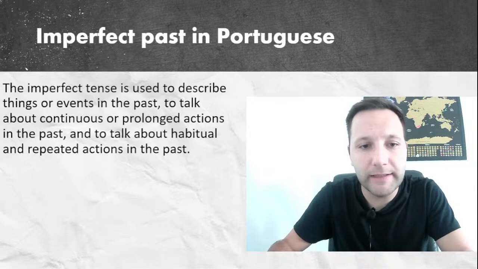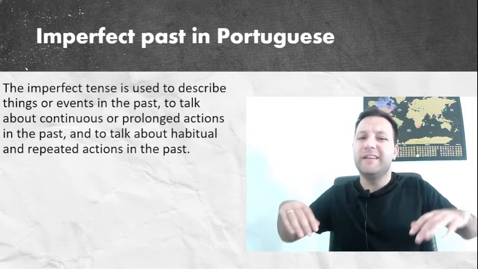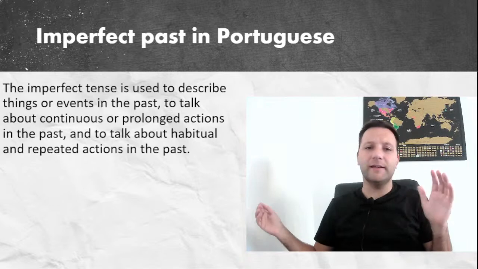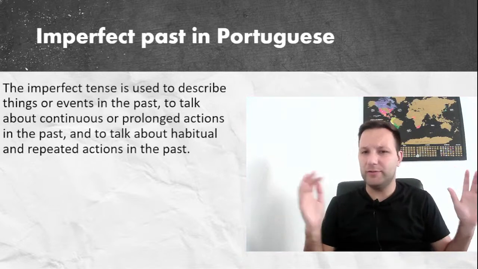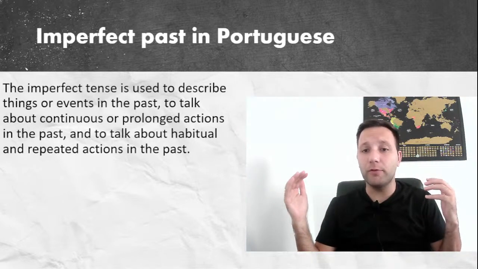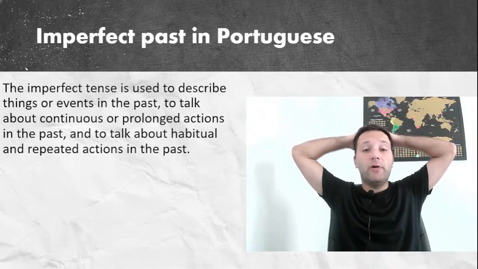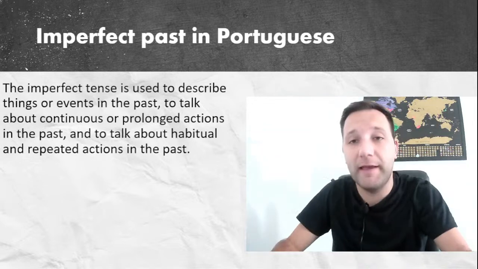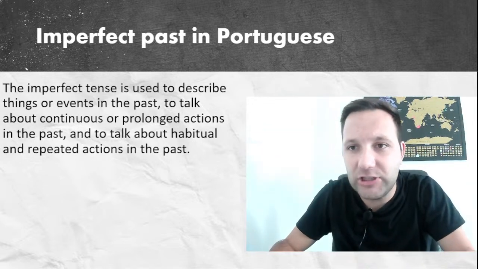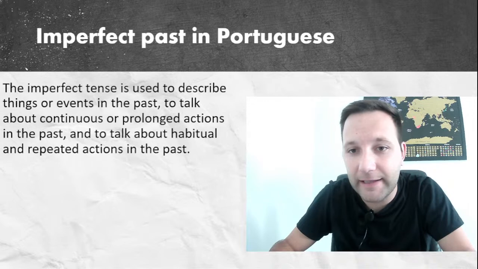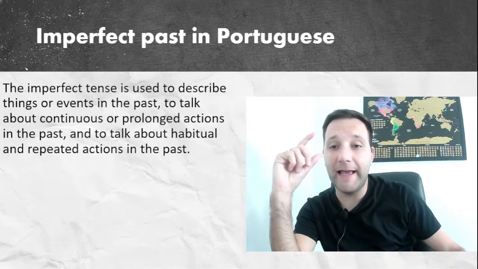The imperfect tense is used to describe things or events in the past, to talk about continuous or prolonged actions in the past, and to talk about habitual and repeated actions in the past. In a nutshell, I would say habits. We use this tense a lot to talk about habits.